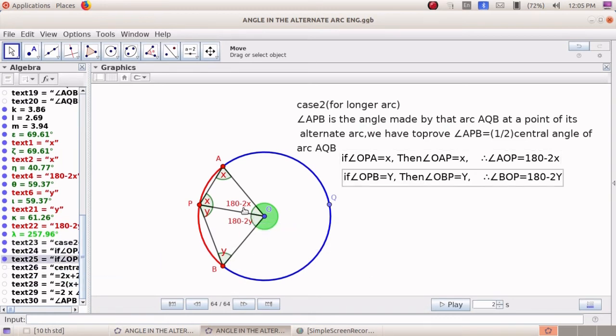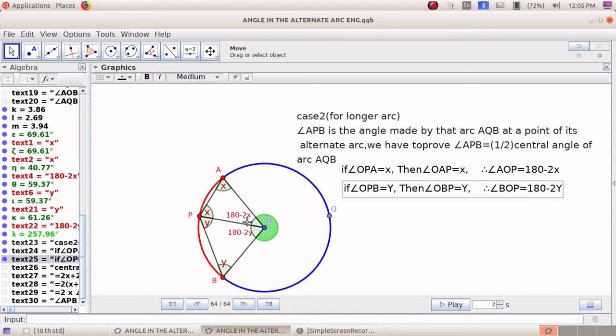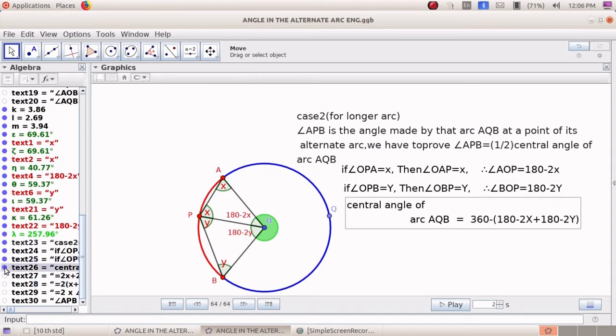Okay, now here we have to calculate this angle. We know angle around a point is 360. Therefore, the central angle of arc AQB will be 360 minus the sum of the other two angles. See, the central angle of arc AQB is equal to 360 minus the sum of these two. It is written there.